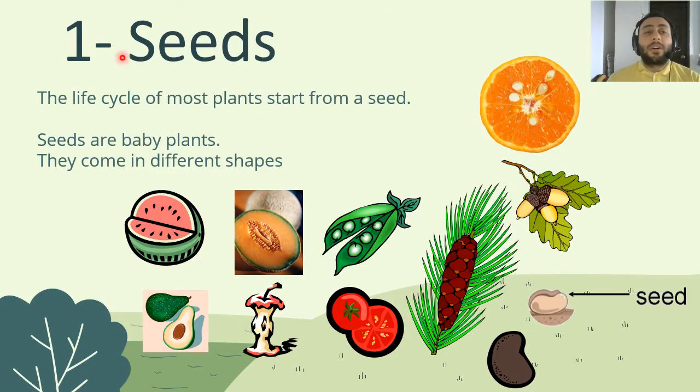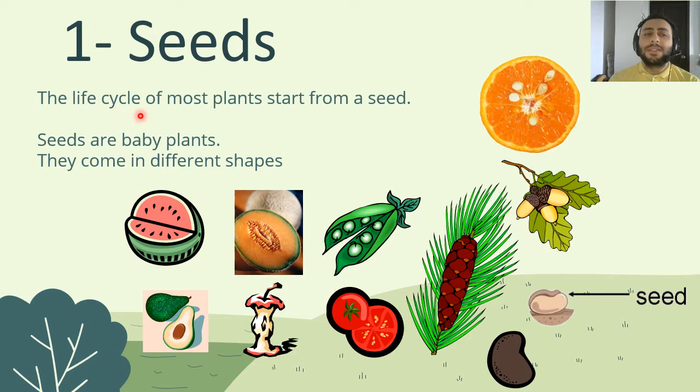Now, let's talk about stage one, which is seeds. Now, what's a seed? As you remember, seeds are baby plants and they come in all different shapes. See, avocado has a very big seed. Watermelon has tiny, tiny seeds. See, we have seeds in all fruits, right? And they come in different shapes, colors, and everything.